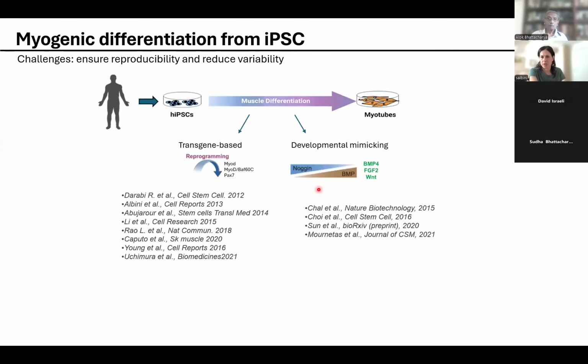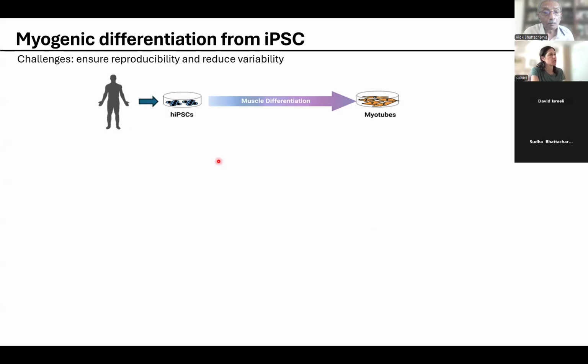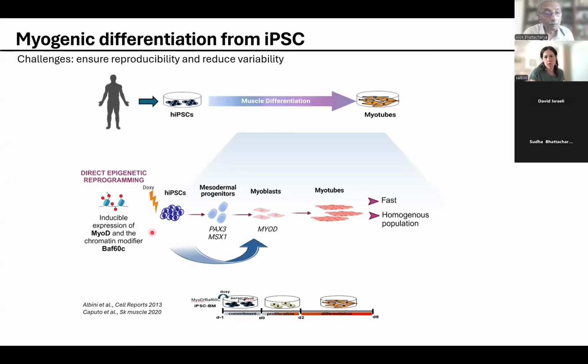There are several protocols nowadays to generate myotubes from iPS cells, transgene-free or transgene-based. In my US postdoc, I generated a protocol based on epigenetic reprogramming of the cells, transgene-based, that I'm still using now with the students. It is based on the electroporation of iPS cells with two transgenes. One is MyoD, which is a master transcription factor, and the other one is a chromatin modifier. This protocol has the advantage of being very fast and giving rise to a homogeneous population, because we bypass the formation of mesodermal progenitors. So it's really direct. We don't go through the long protocol that mimics the developmental cues. In 7 days, we get myotubes.